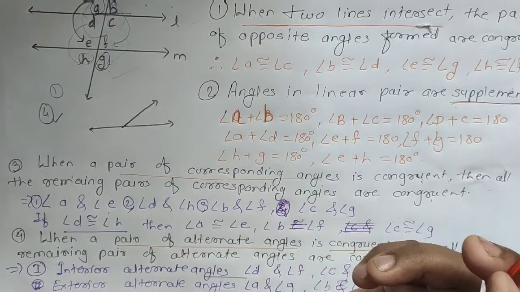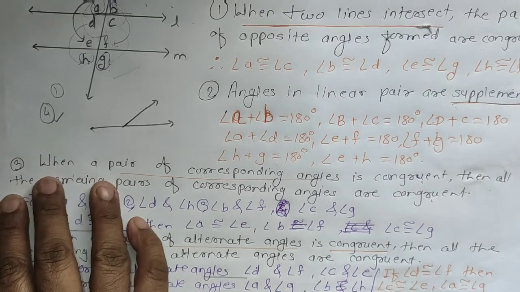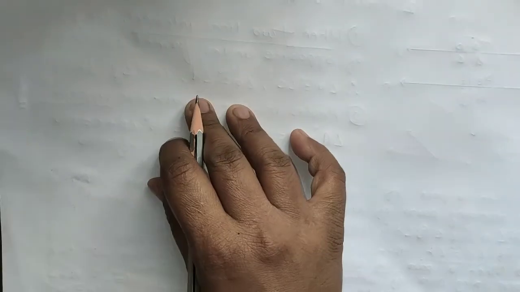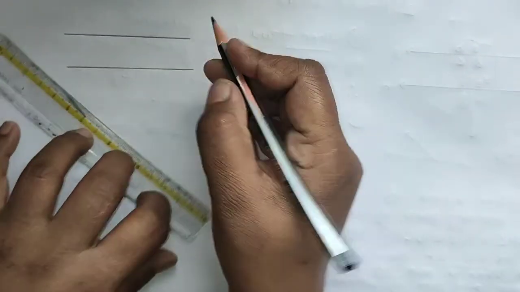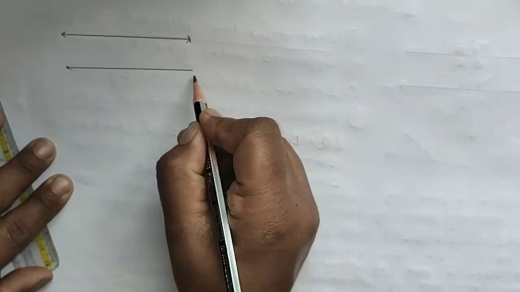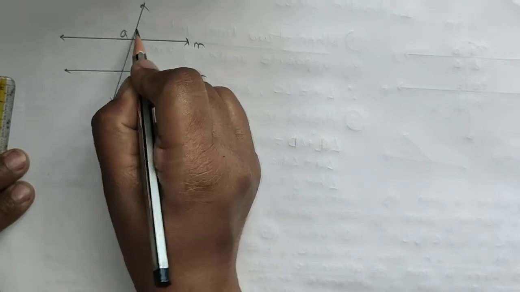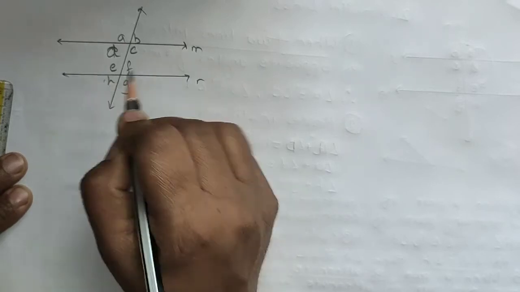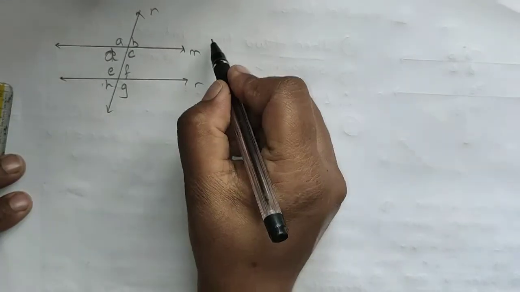And now the last property, which is the property of interior angles. So we will see the next property, the interior angles property. For that I will draw the figure one more time here. This is the transversal. This is M, this is N, A, B, C, D, E, F, G, H. So this is the figure, this is line L. The last property is the fifth property, and what is it?